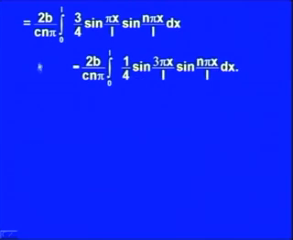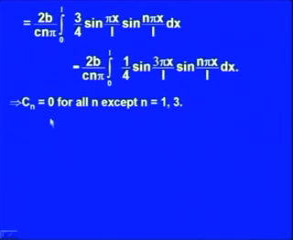So, c n is equal to 2b over c n pi integral 0 to L 3 over 4 sin pi x over L sin n pi x over L dx. We have broken the right hand side into two parts corresponding to the two terms in the expression for sin cube pi x over L. So, we have the right hand side as this and minus 2b over c n pi integral 0 to L 1 by 4 sin 3 pi x over L into sin n pi x over L.